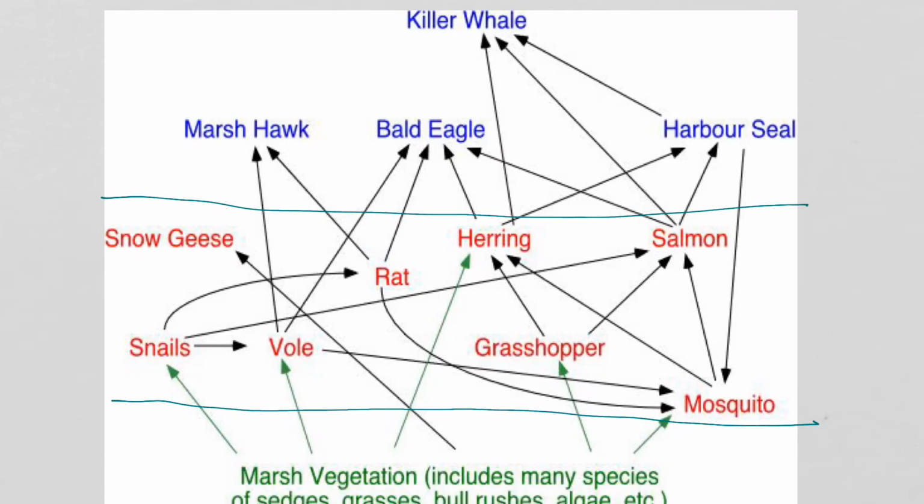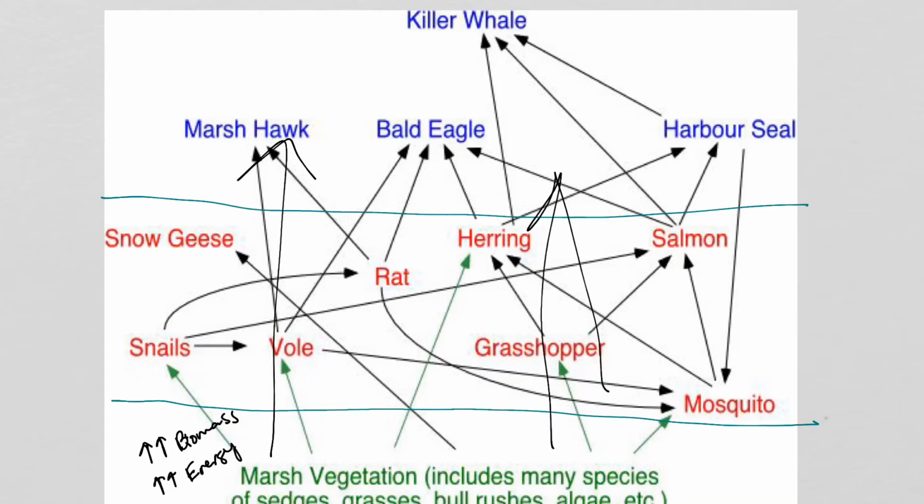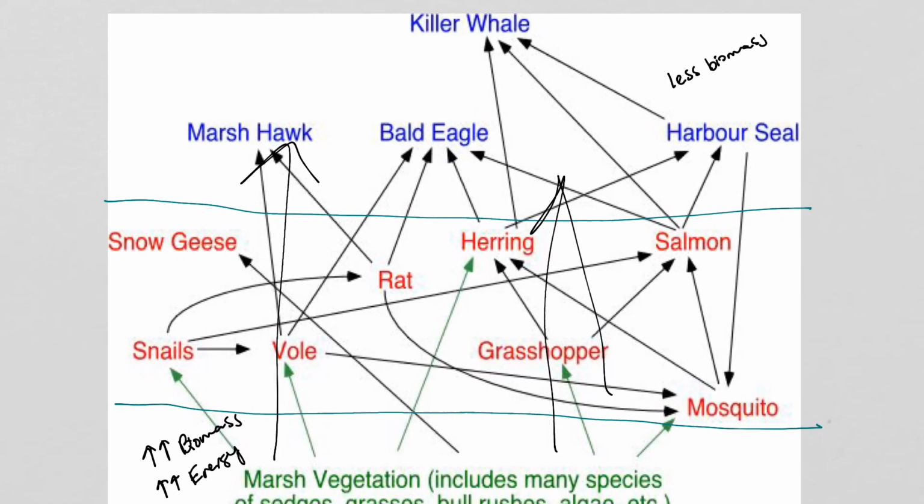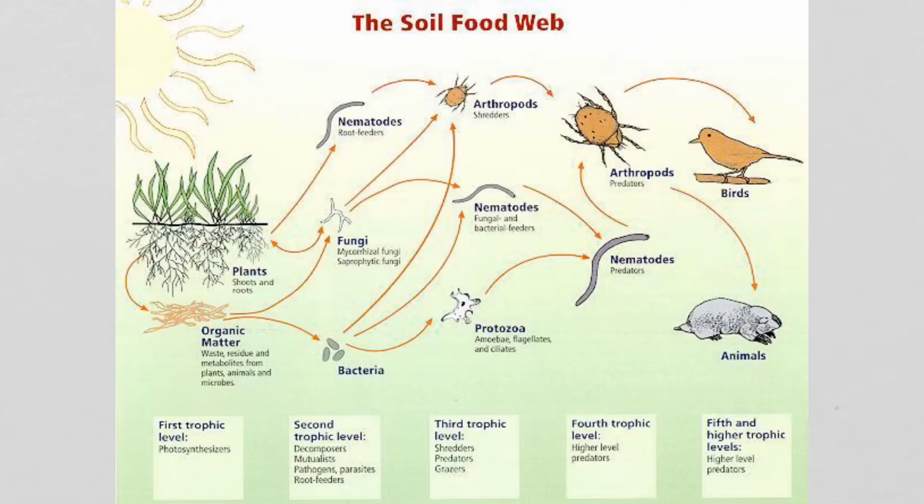consumers. And so again, reviewing, you'd have your highest amount of biomass here. Also your highest amount of available energy. And then the movement of energy is this way, but the amount of available energy is going to be less as you move up. You're going to have less biomass here. So even if you were to pile up all the killer whales, marsh hawks, bald eagles, harbor seals together and weigh them against all the marsh vegetation, you're going to have a higher amount of energy and biomass in the marsh vegetation because of that loss that happens along the way.